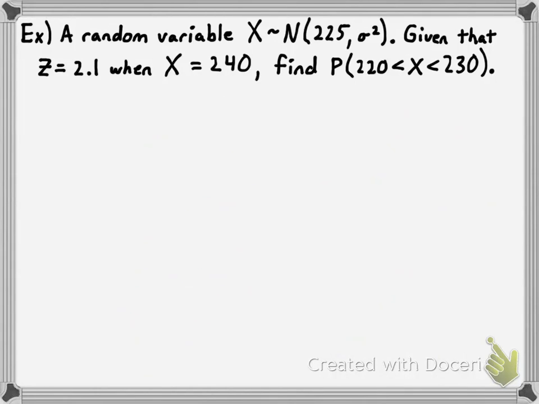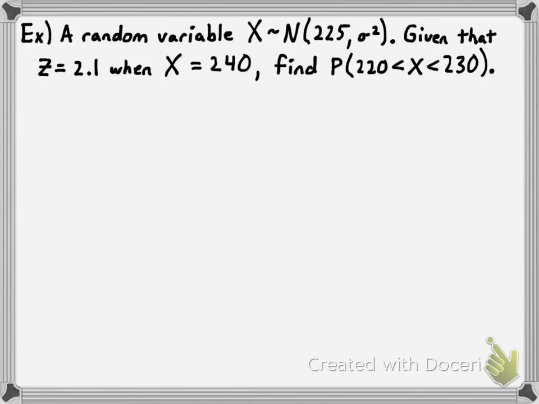Alright, another random variable x is normally distributed here. This time I'm telling you the mean, but not the standard deviation. And we're given that z equals 2.1 when x is equal to 240. And what we're going to do with that is find the probability that this random variable x has a value between 220 and 230. Well, if you're going to take a normally distributed random variable and find the probability of a given range of values, you have to know both the mean and the standard deviation. So we're going to have to use this information right here in order to find out what the standard deviation is, and then we'll be able to find the probability that I'm asking you to find.